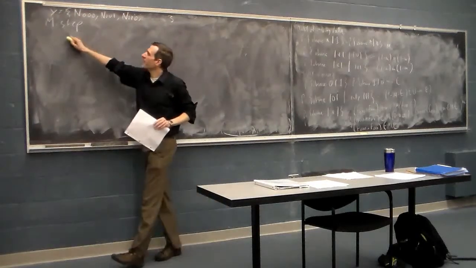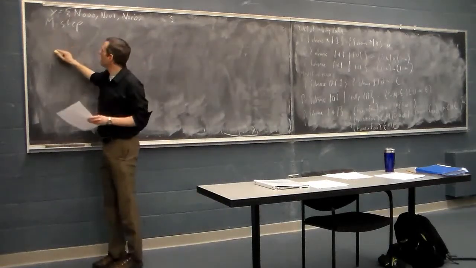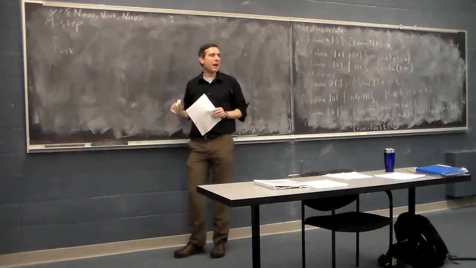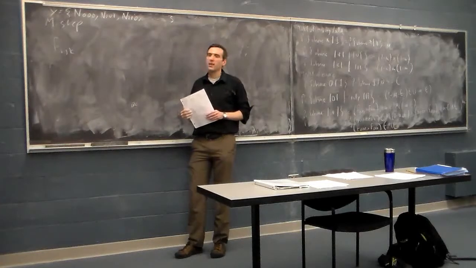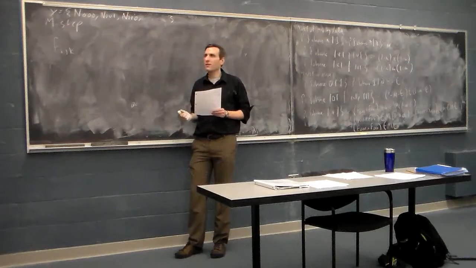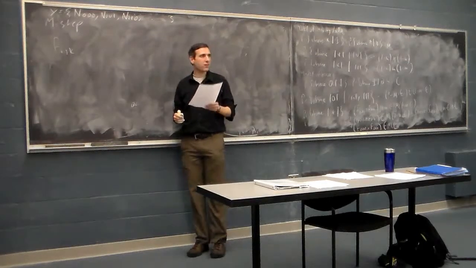All right, so the M step is going to be where we figure out the frequency of ijk, or at least find the maximum likelihood estimate of that. So how would we express that in terms of the observed data and the latent variables?